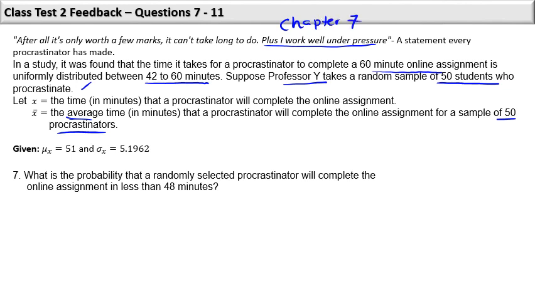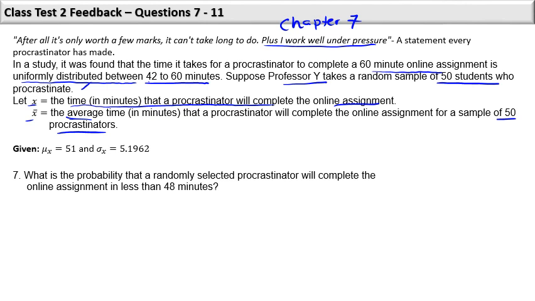You will remember we covered this whole work in chapter 7. Just to take you a bit back, you've got two random variables, X and X bar. You need their distribution. It is very important to know their distribution because when you're answering each question, you need to know which distribution you are working with. Now, you will remember that the time in minutes that a procrastinator takes to complete an assignment is said to follow a uniform distribution between 42 and 60 minutes. So we are given the distribution of X.